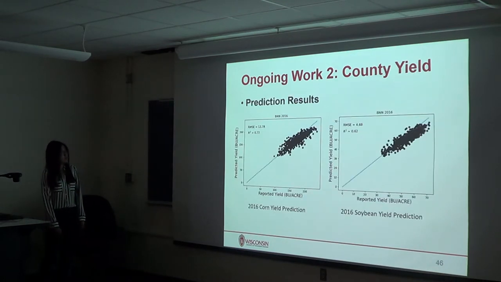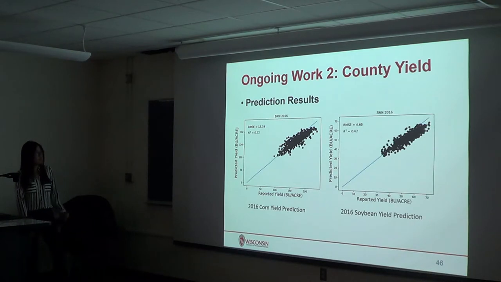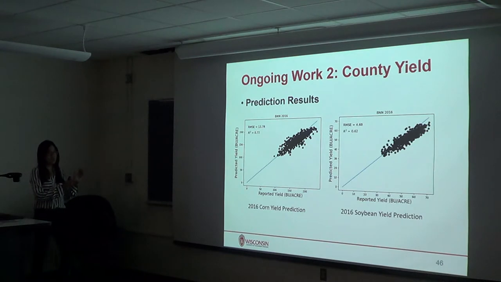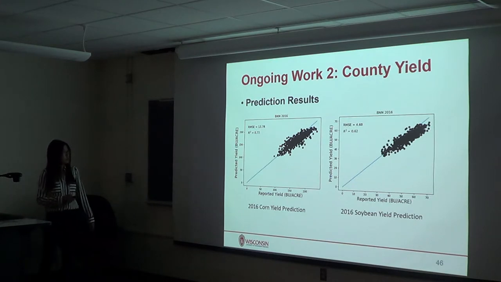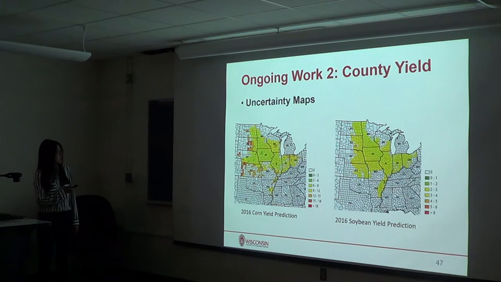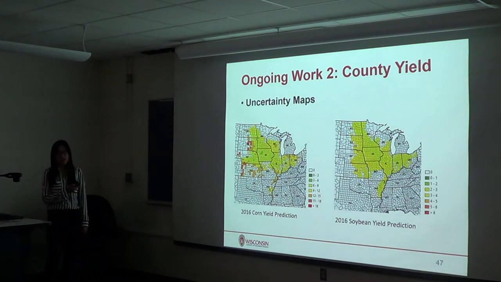So this is just preliminary results for 2016. By predicting 2016, we use the preceding years as the training and then test on the 2016 data set. This is for corn and for soybean. We get pretty good R-square accuracy. And yeah, here are the uncertainty maps I mentioned earlier.